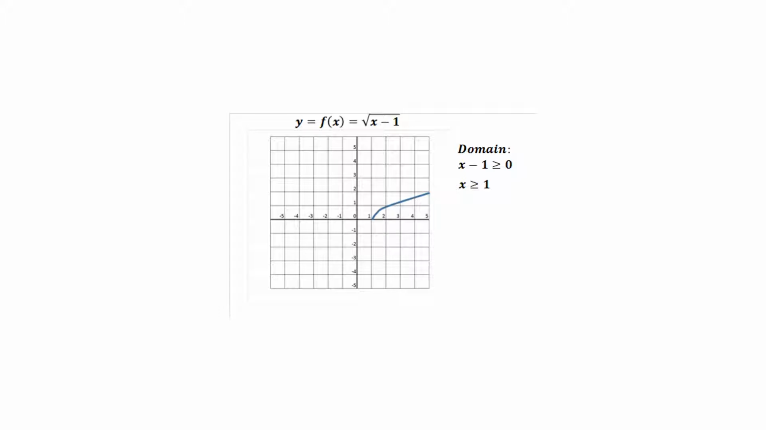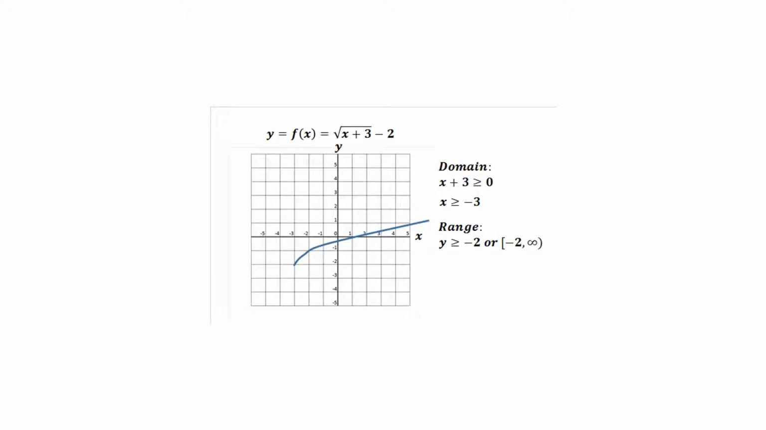If we go over 1 unit, we go up 1. If we go over 4 units, that's at 5, we go up to 2. And if we go over a fourth of a unit, we go up to a half. So it's the same picture, but we're just starting at a different point on the x-axis.